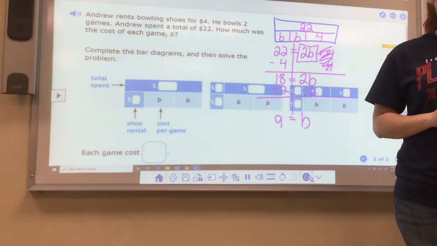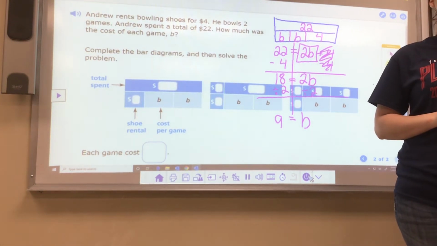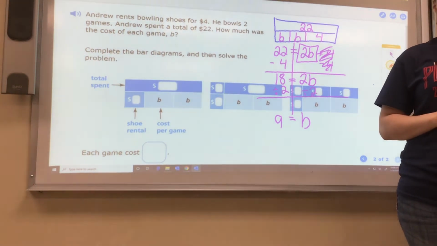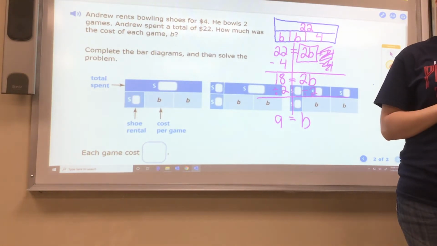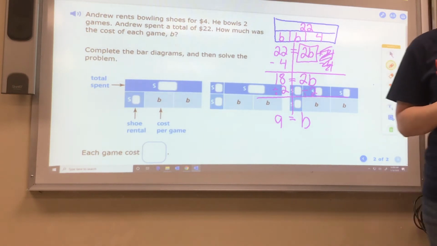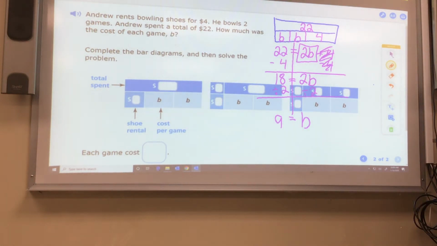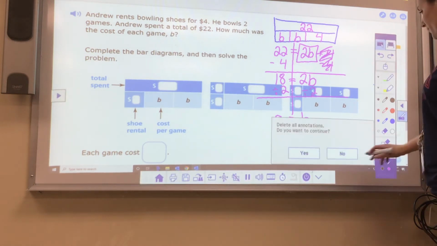What sentence answer should you write? Can somebody give me a sentence answer to the problem? Brayden. One bowling game is $9. There you go. 1 game of bowling costs $9. Go ahead and write that. Finish your problem by writing your answer. That's cheap. This is only the first example.